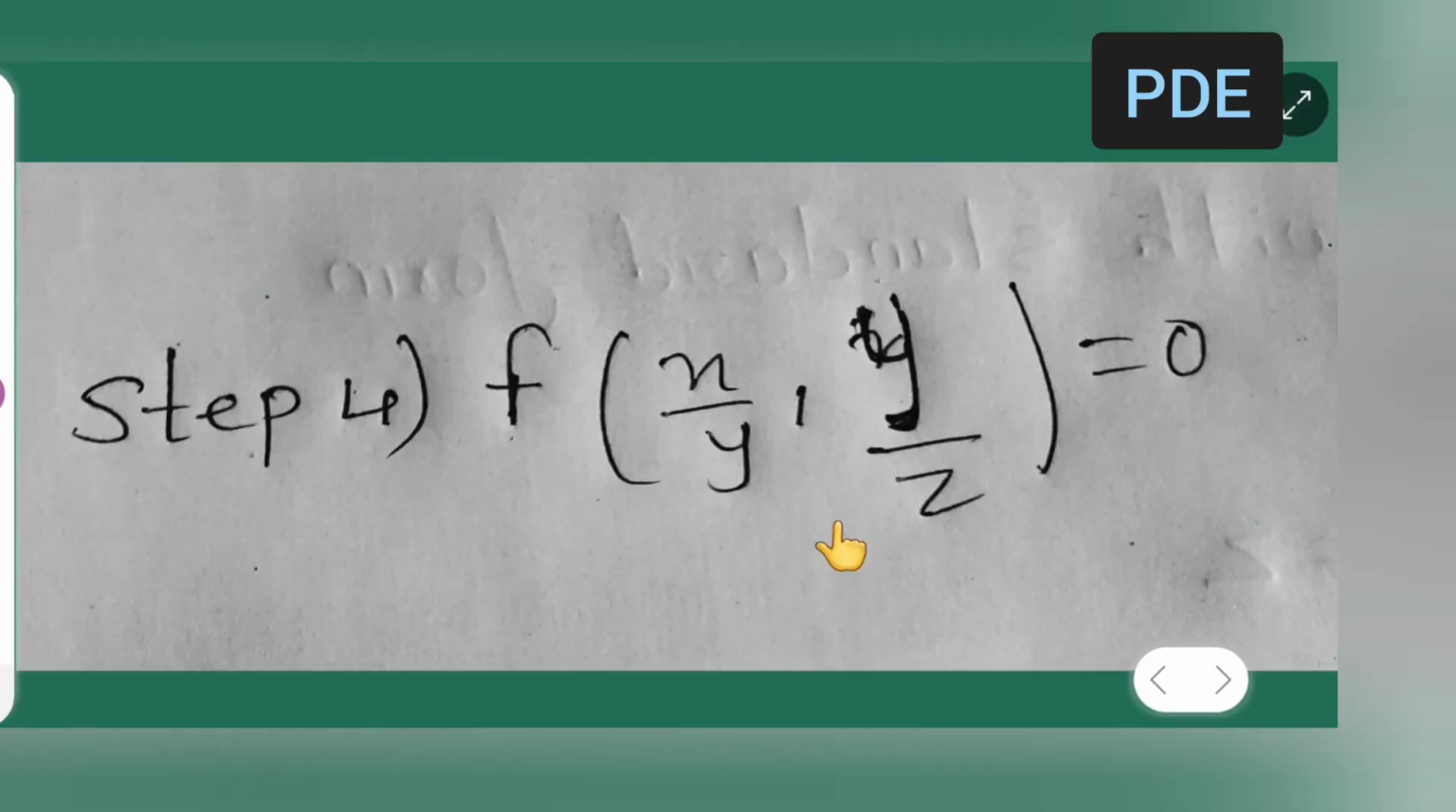Finally, step 4 is f of x upon y, y upon z, which are your values of c1 and c2, is equal to 0. Basically this is like f of c1 comma c2 is equal to 0. So you have written the value of c1 and c2. I hope you all have understood, and thanks for watching.